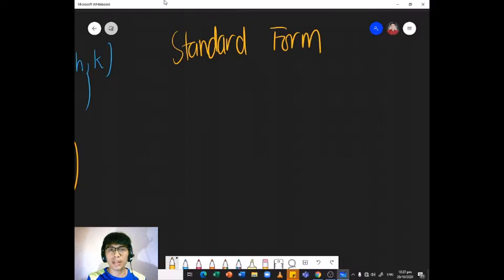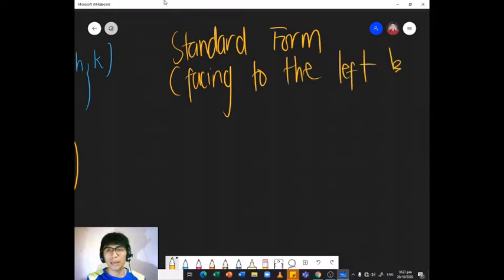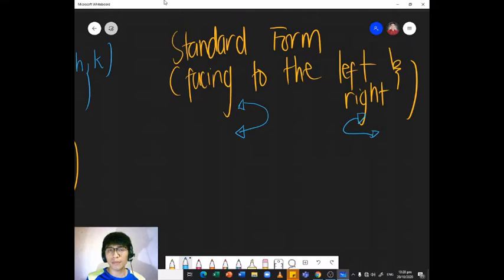This is the standard form of our parabola facing to the left and right. Facing to the left and right. So you have to remember this one, ladies and gentlemen. When I say facing to the left, your parabola faces to the left, and you also have a parabola facing to the right. So how are we going to identify if the parabola is facing to the left or to the right?